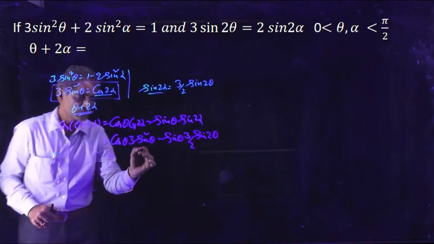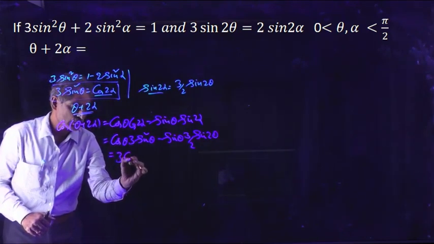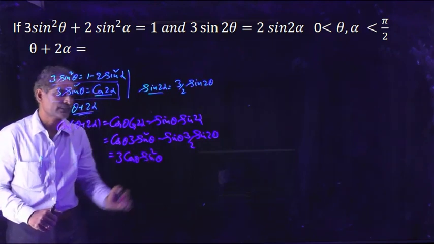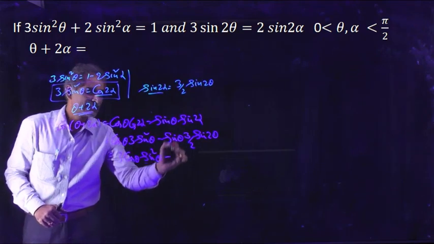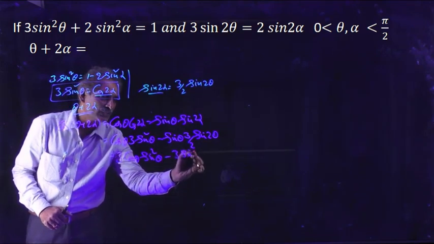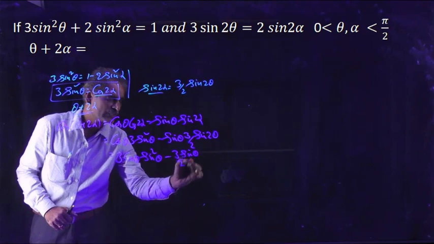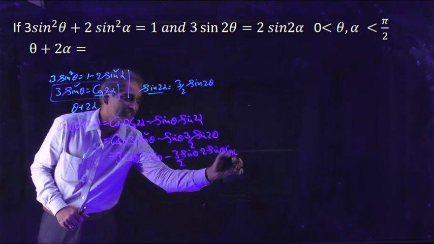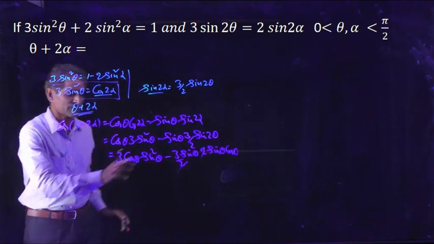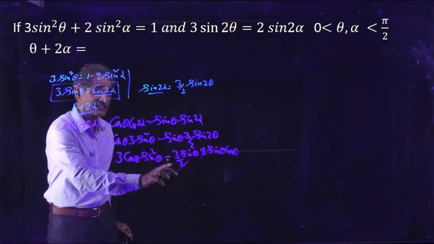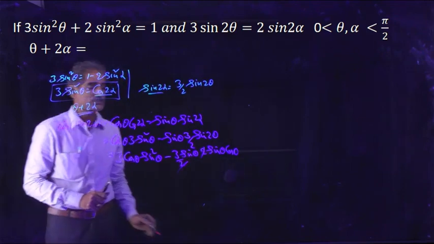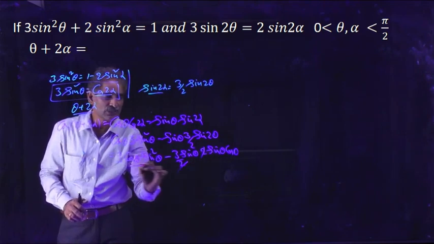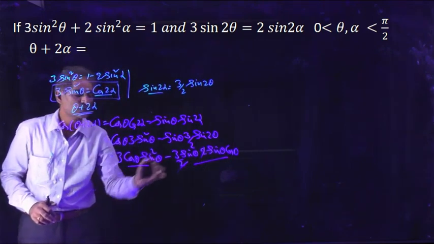Okay, so now come to this one: 3 into cos theta sin square theta, minus 3 sin theta into 1 by 2 also there. Sin 2 theta is nothing but 2 sin theta cos theta. Here the 2 will get cancelled. Just observe that 3 cos theta sin square theta minus 3 cos theta sin square theta: both terms are the same, so these 2 will get cancelled.